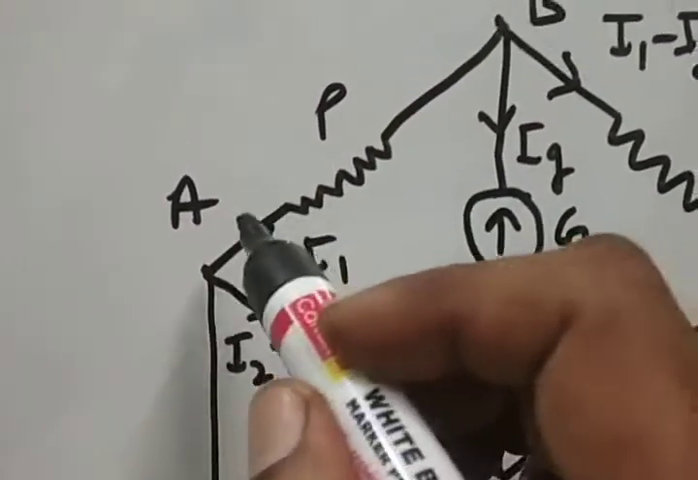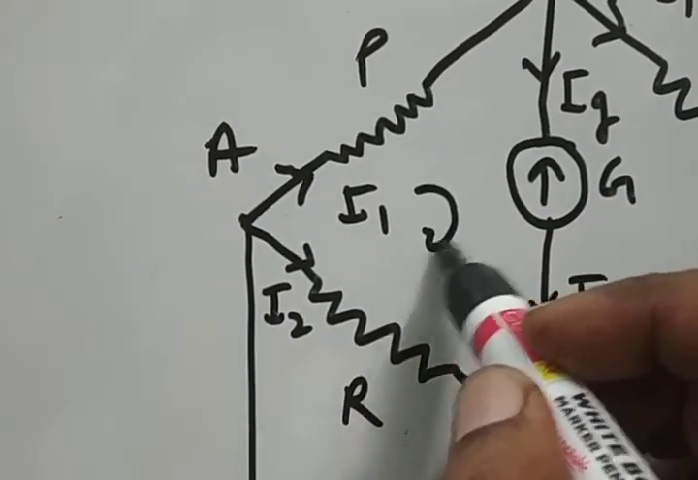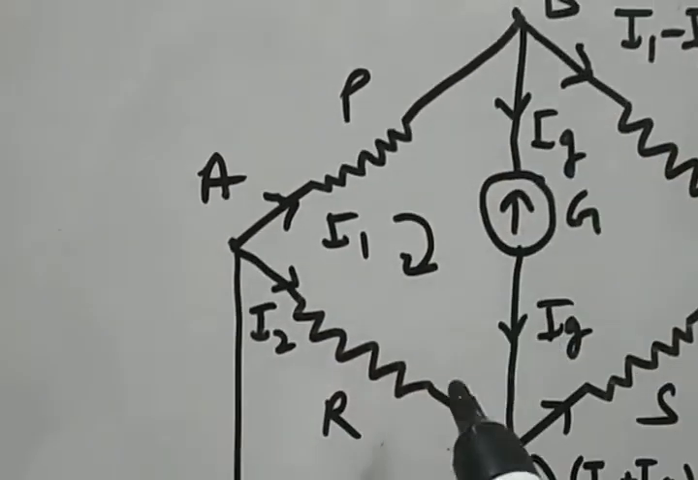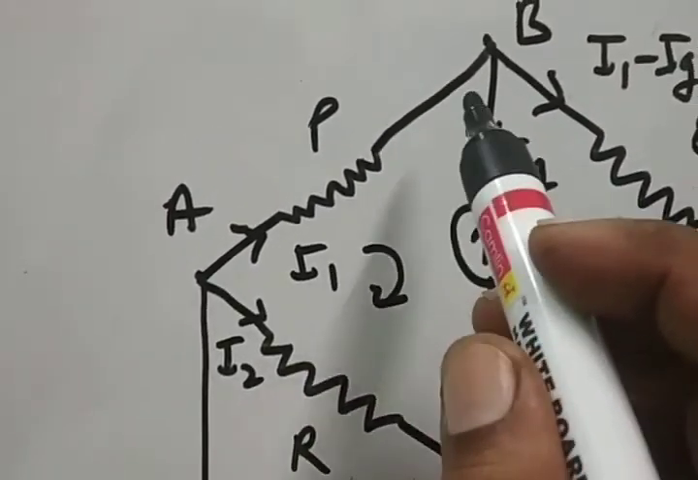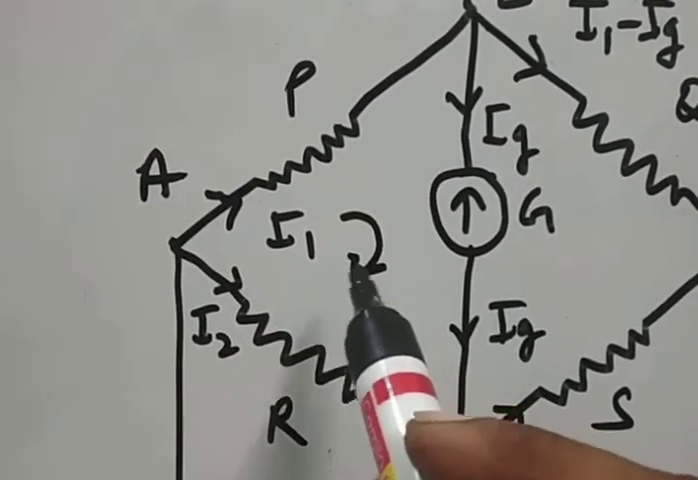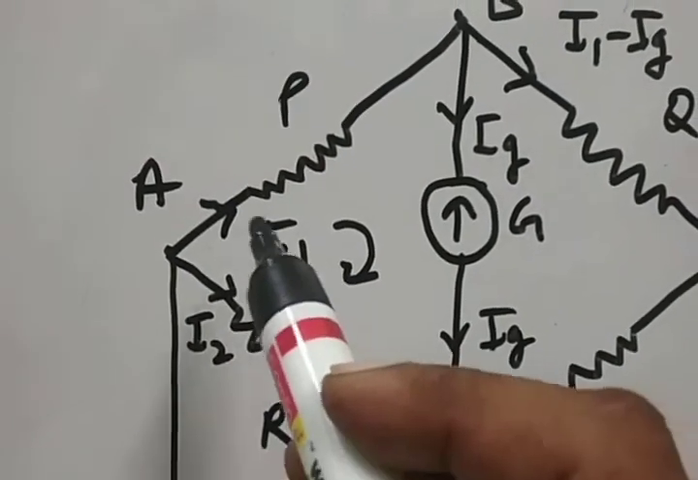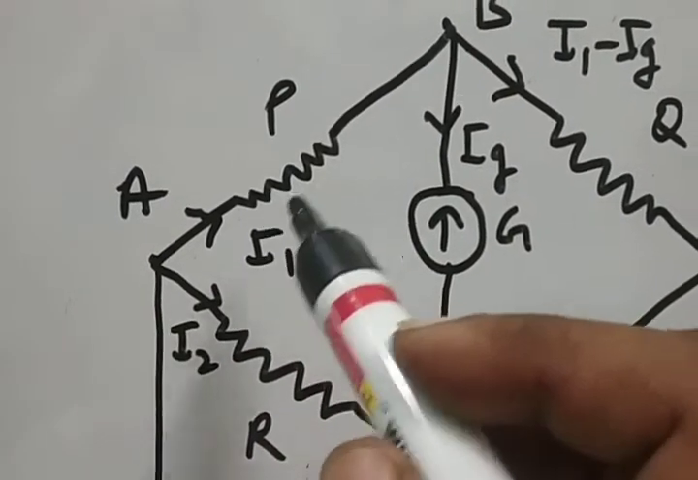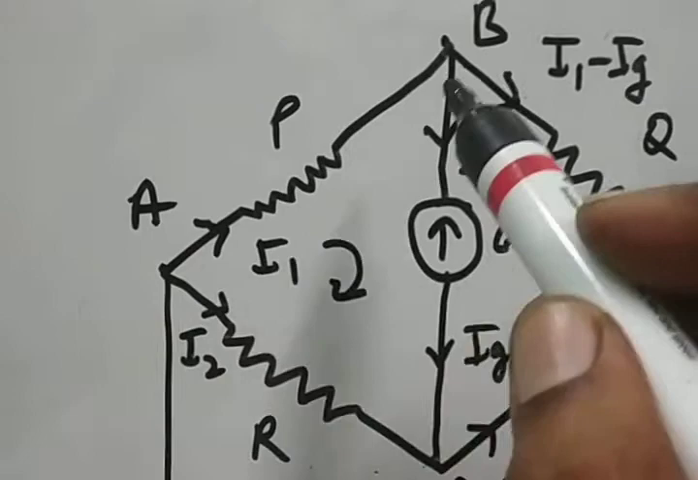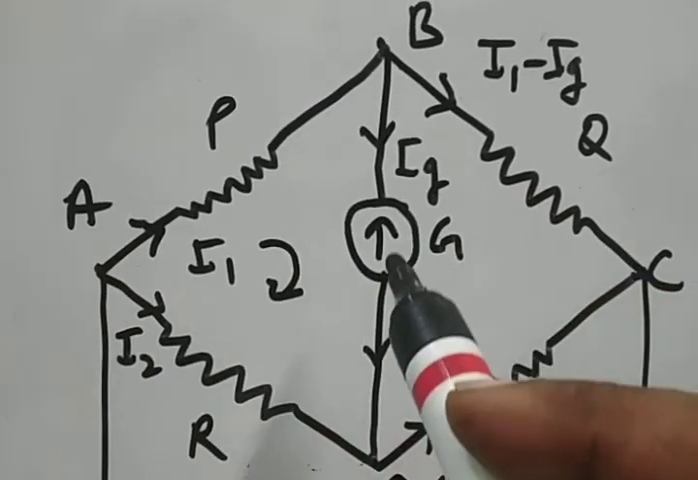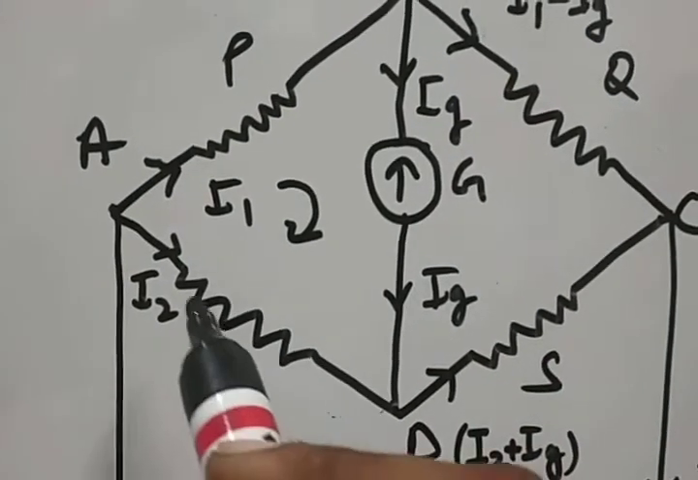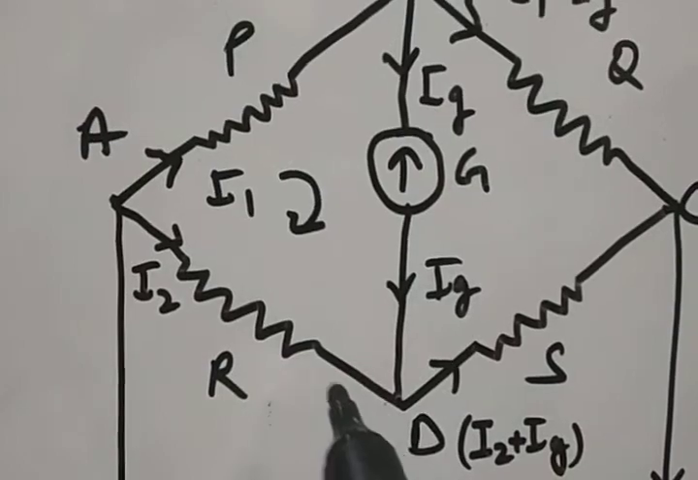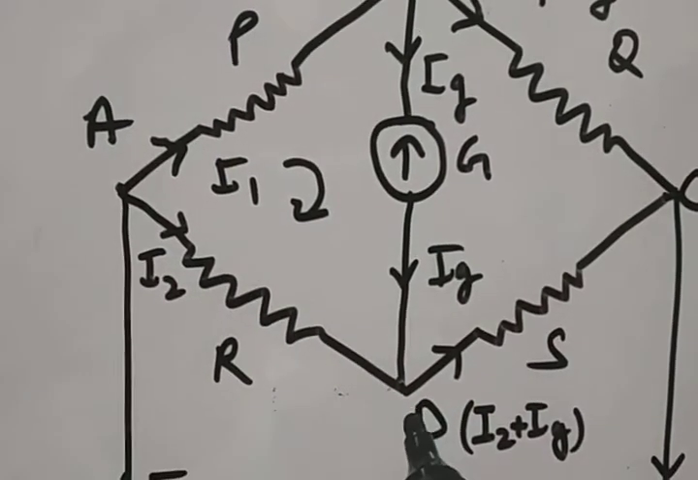To prove this condition, P upon Q is equal to R upon S, we will take two loops. Suppose we are taking first this loop A, B, D, A. So in that way you can say sigma E is 0 because no cell is connected here. And when we consider I R, the direction of I and our direction is the same, so I1P, then here also it is the same, IG into G, where G is the resistance of the galvanometer, and here it will be minus I2R because our direction is D to A and the current is moving A to D.